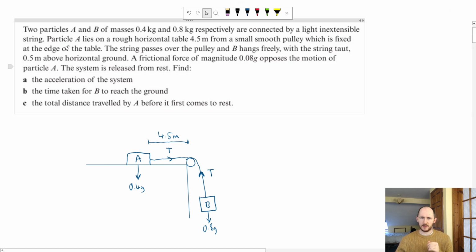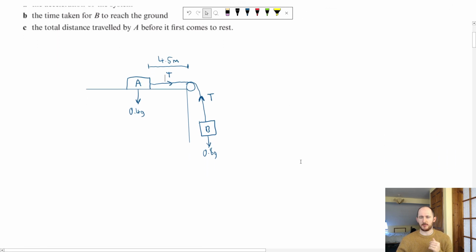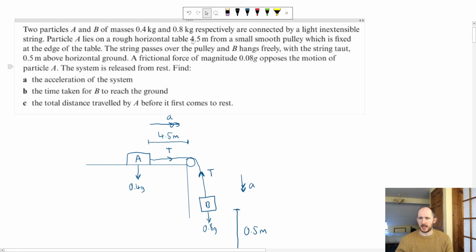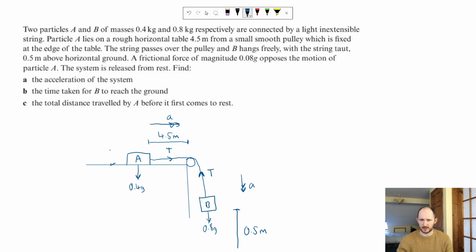So we've got that done, and it says that it hangs freely. String taut. Taut just means that there's no slack in it. 0.5 meters above the ground. So what we could do is also draw this and say 0.5 meters. Now of course with the acceleration we don't know it, but if it is accelerating, it's going to be accelerating down and to the right. And anything else? A frictional force opposes the motion of particle A, so that's going to be going this way, which is 0.08 g. That's quite nice of them to provide.